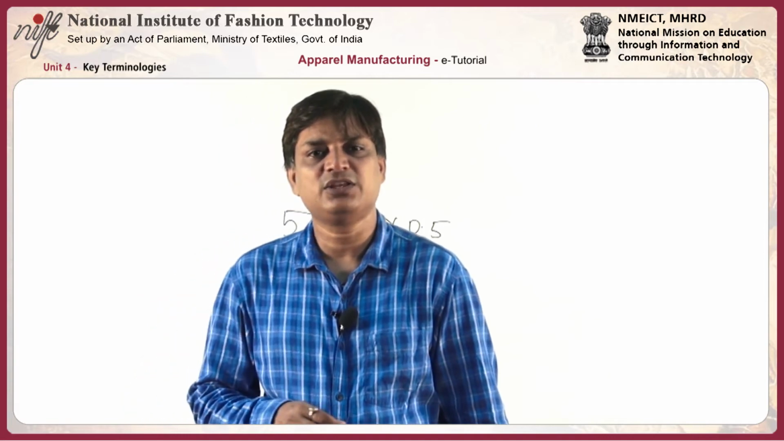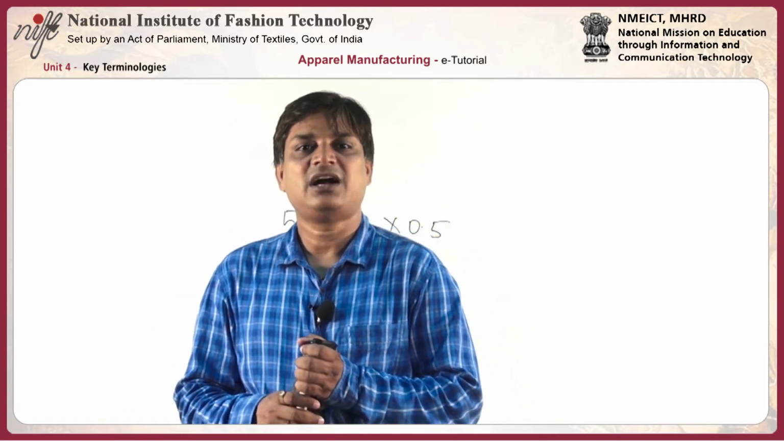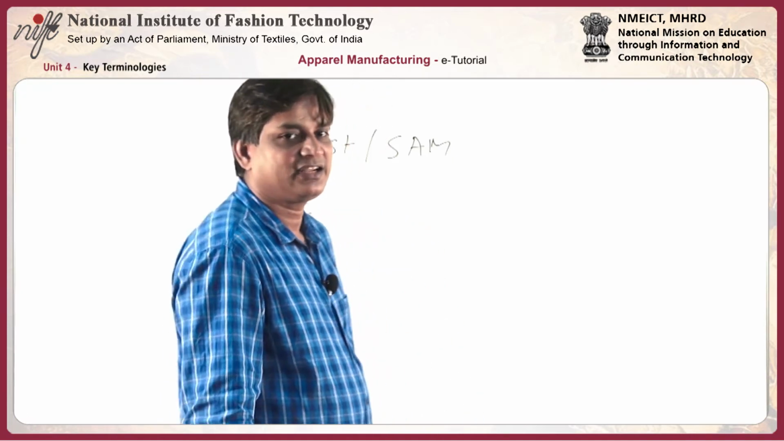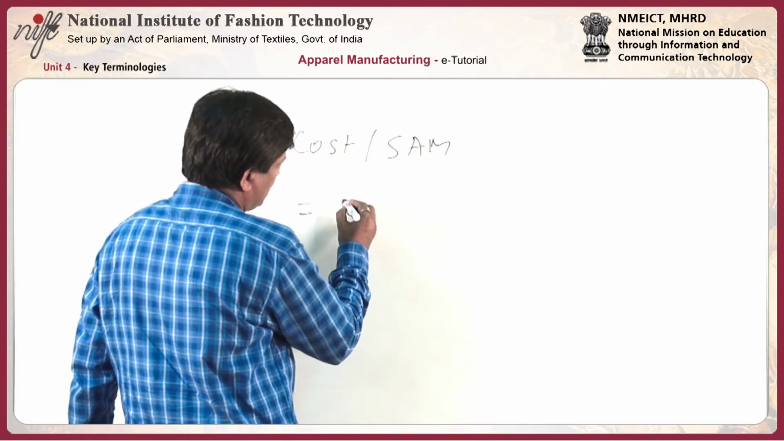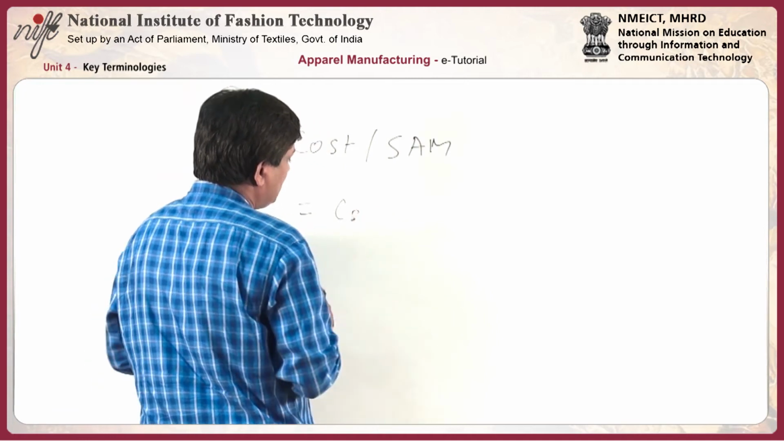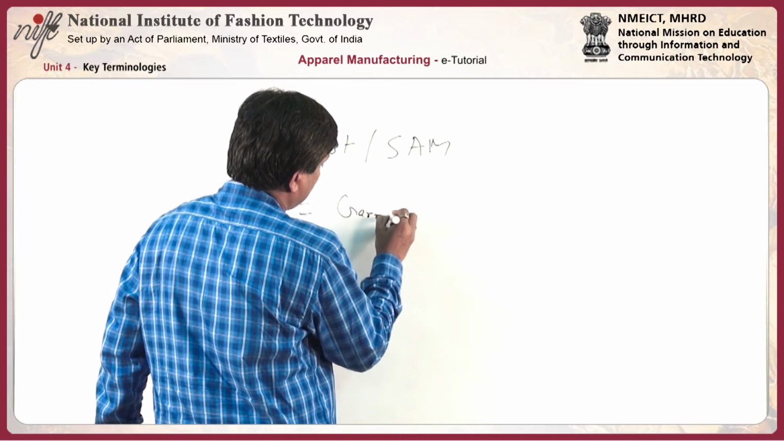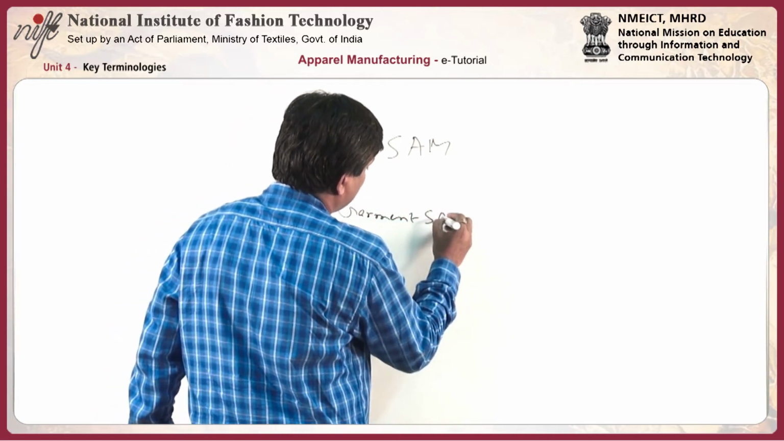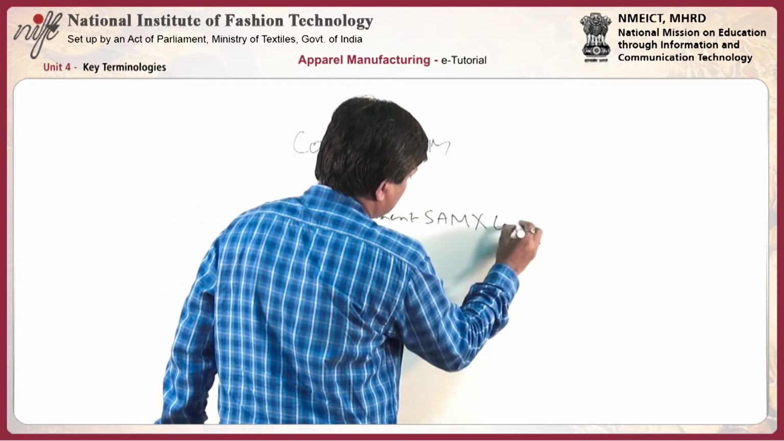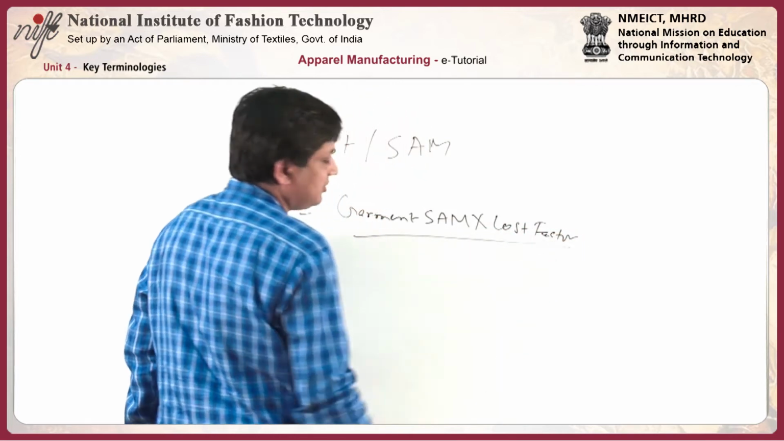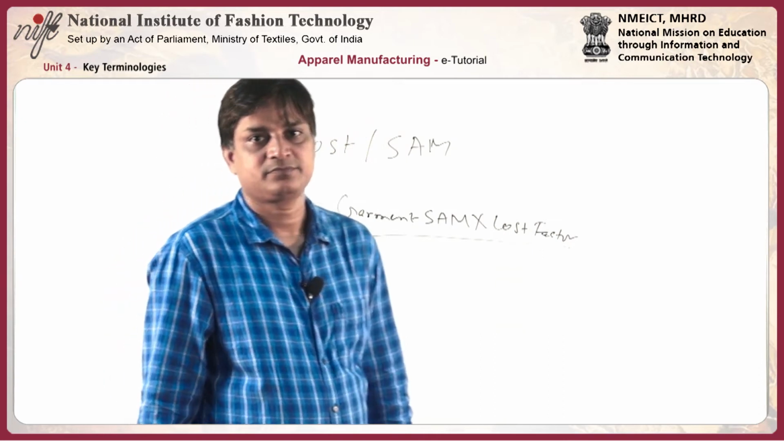The next is the cost per SAM. The formula used to calculate the cost per SAM is garment SAM into cost factor. So we talk about the garment SAM: what is the SAM of the garment? And we multiply the garment SAM by the cost factor. This is basically the cost per SAM concept.